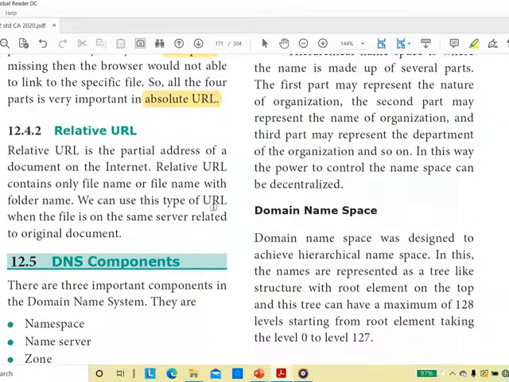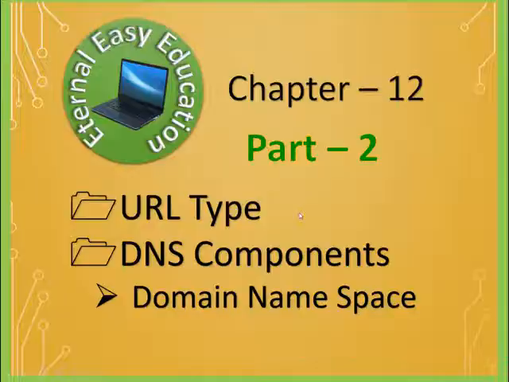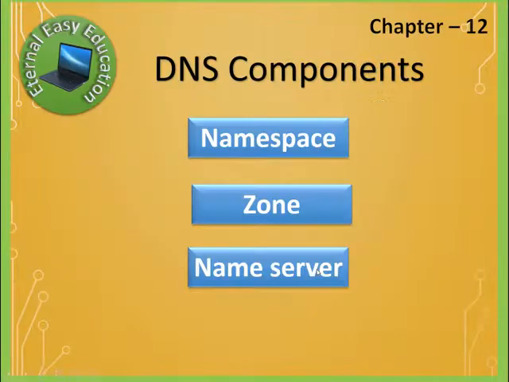Then what about relative URL? Relative URL is the partial address of a document on the internet. Relative URL contains only file name or file name with folder name. So we can use this type of URL when the file is on the same server related to the original document. So this is the difference between absolute URL and relative URL. So you have learned the URL type. Now we'll see what is the domain name system components.